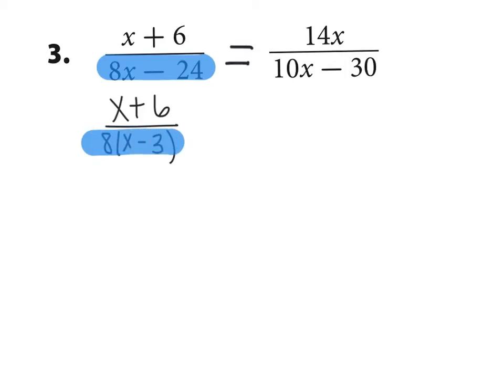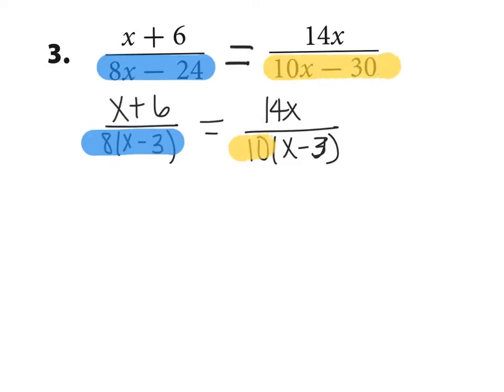So I'm going to do the same thing on the other side. I'm going to leave my numerator alone. So 14x divided by, I can factor a 10 out. So I'm left with x minus 3. And so again, I did not make that up. Rather, I factored 10x minus 30 into 10 times x minus 3.